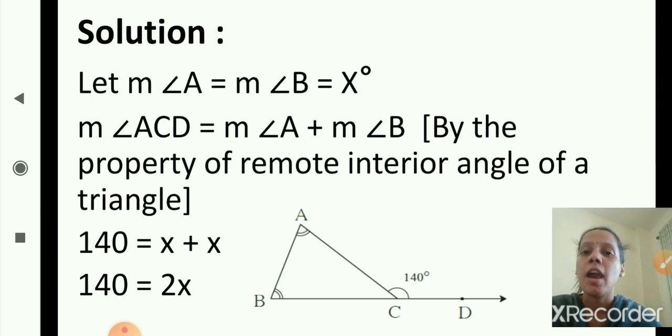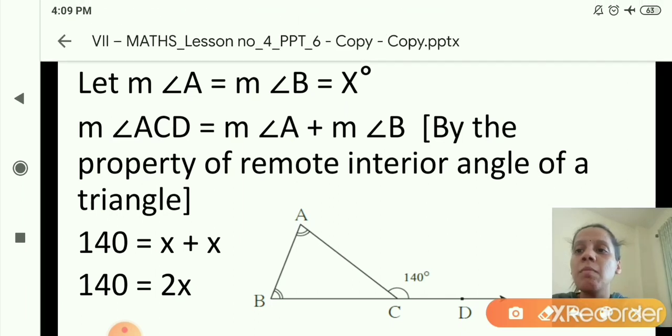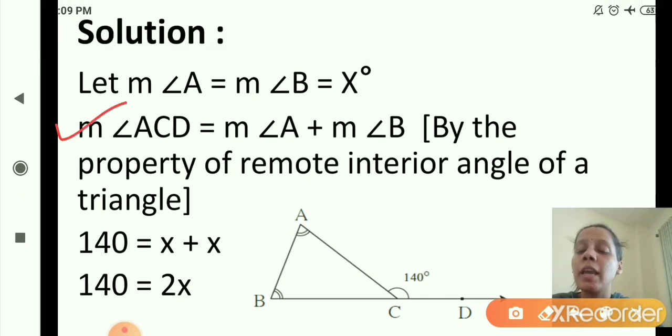After that, as you can see here in the second step, measure of angle ACD, that is the exterior angle, is equal to measure of angle A plus measure of angle B. Why have we written measure of angle A plus measure of angle B? Just now we have seen the property of remote interior angles of a triangle, correct? So what is the property of remote interior angles of a triangle? The measure of the exterior angle is equal to the sum of its remote interior angles.